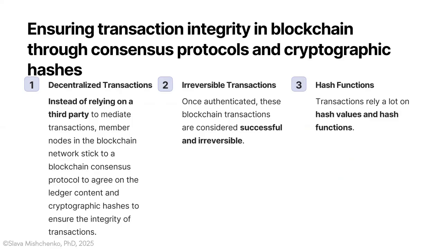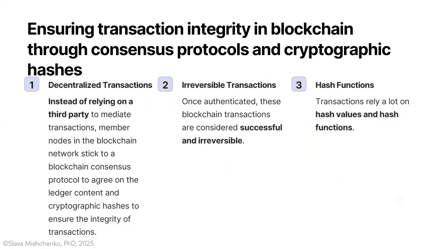And the third pillar is hash functions, which honestly I find particularly elegant because every transaction on the blockchain relies heavily on these mathematical functions that create unique digital fingerprints. And these hash values are essential for linking blocks together and ensuring the data hasn't been tampered with. And you can consider this in the following way.